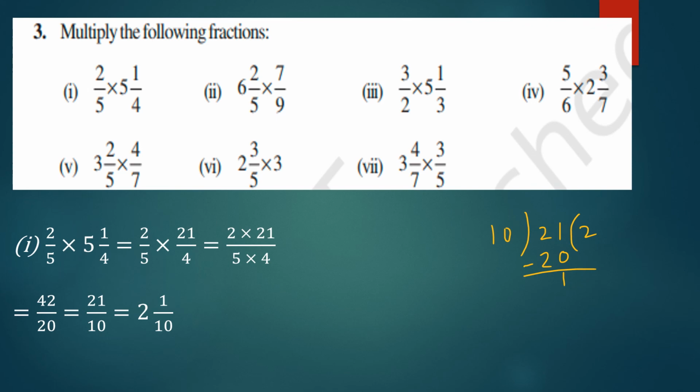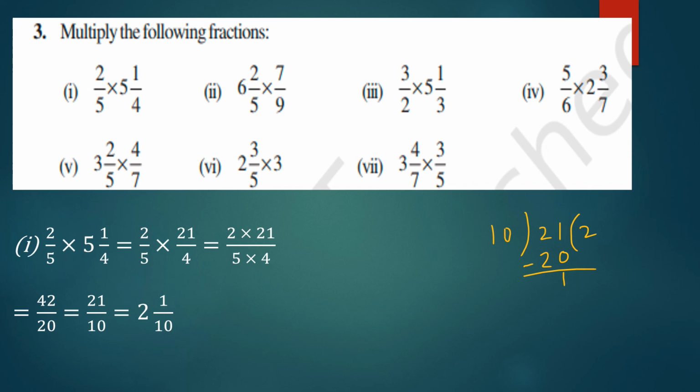The next question says multiply the following fractions. So here you can see multiplication of proper or improper fractions and mixed fractions. So we have to convert the mixed fraction into improper fractions first. Then we have to multiply the two fractions as per the multiplication of the fractions. That is, we have to multiply the numerator and denominator separately to get the product of the fractions, and based on the fraction obtained we can convert it into mixed fractions.